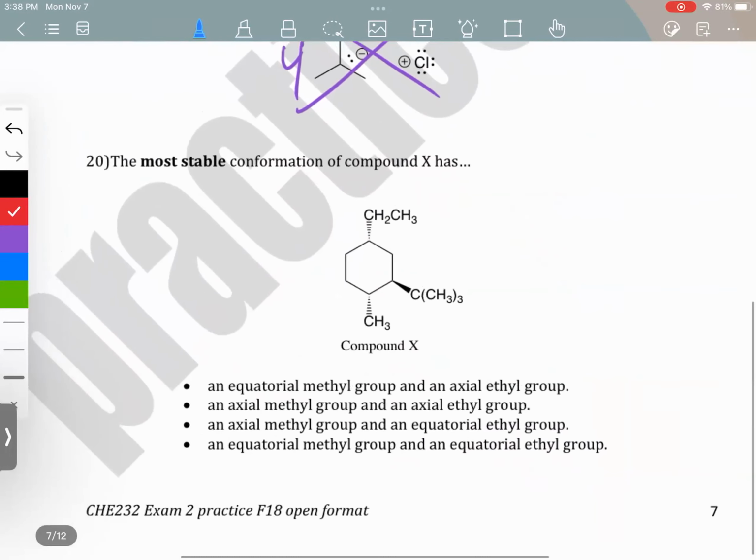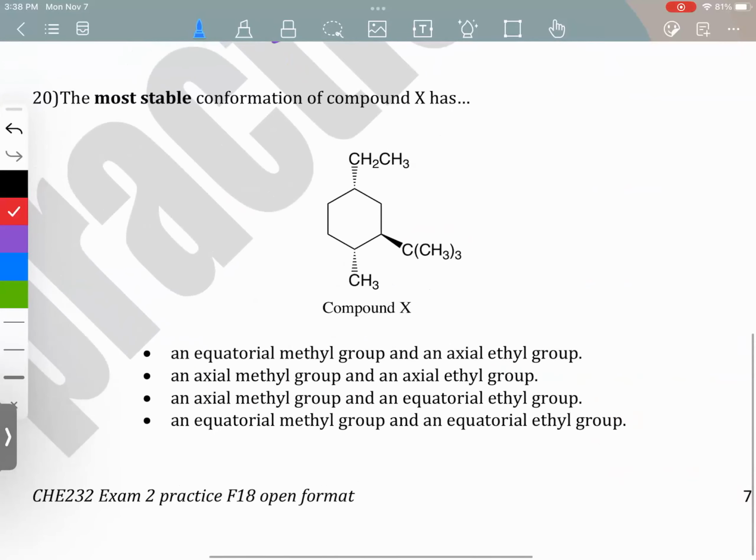You may come across a question like this again. So the most stable conformation of a compound X has what? Each of these substituents: we know the top one here is an ethyl substituent. This one here, the C(CH3)3, what type of substituent is that?